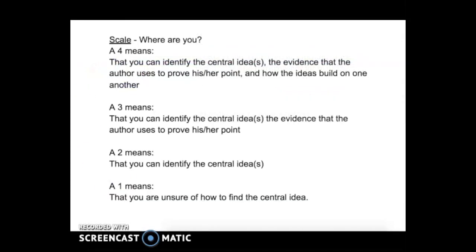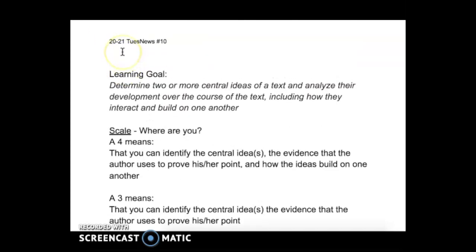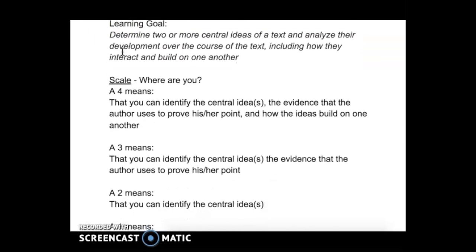And finally, we are back at our scale. Would you rate yourself at a 4, a 3, a 2, or 1 in your ability to determine 2 or more central ideas of a text and analyze that development over the course of the text, including how they interact and build on one another? Where would you rate yourself? And why would you rate yourself at that number?